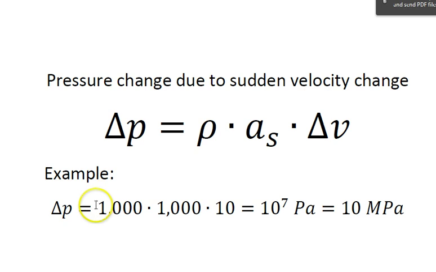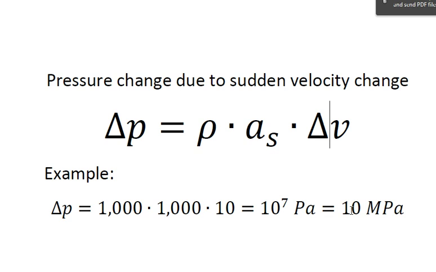So put together, for a simple example, let's say we have a density of 1000 kilograms per cubic meter, typically water, and speed of sound, I have chosen round numbers here, 1000 meters per second, and suppose the water is flowing at 10 meters per second before we suddenly close a valve. That means the velocity change is from 10 meters per second down to zero. We then get a pressure increase of 10 to the power of 7 pascals, which is 10 megapascals or 100 bars. So that's easily more than most systems can handle, and it shows that we try to avoid this in most systems.